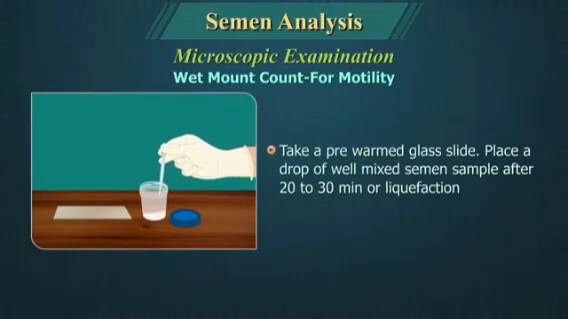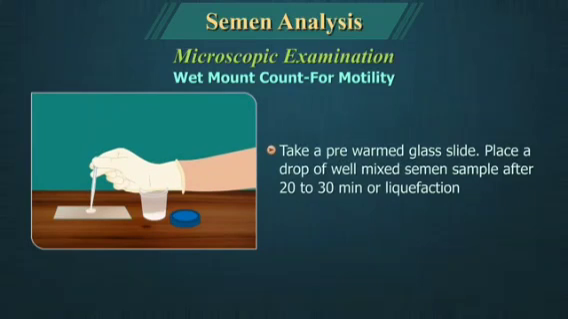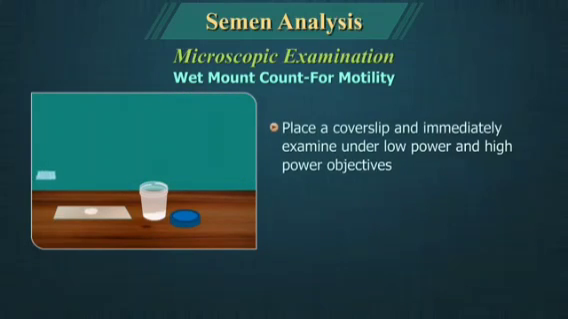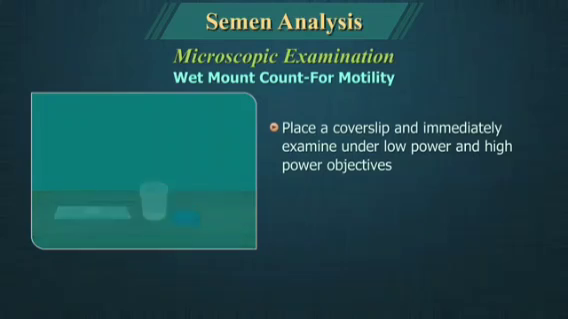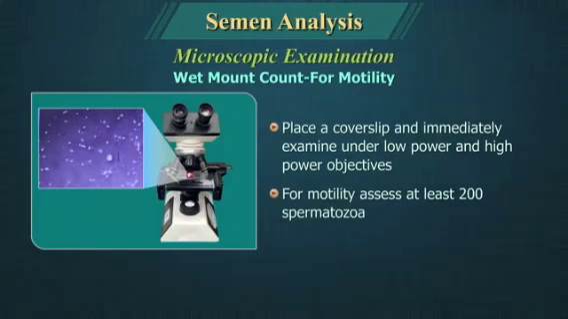Take a pre-warmed glass slide. Place a drop of well-mixed semen sample. Place a cover slip and immediately examine under low power and high power objectives. For motility, count at least 200 spermatozoa.